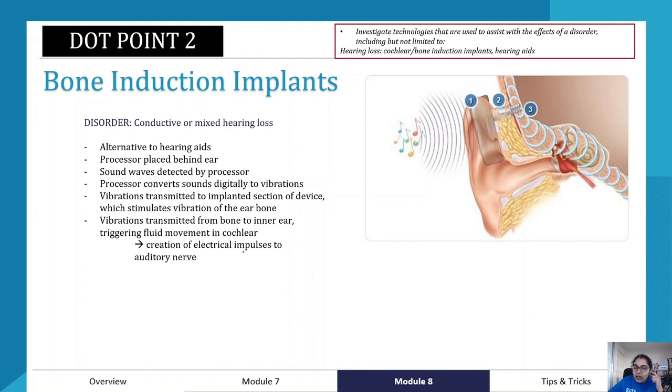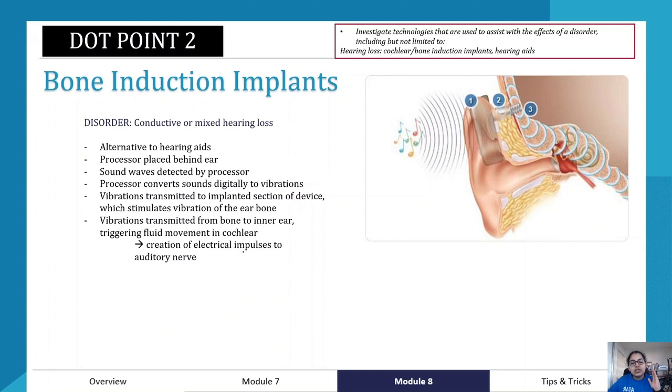So in bone induction implants, they actually insert an implant inside your ear, just this part here, in front of the ear. So what happens is the processor receives the sound, it converts it into vibrations, and those vibrations are immediately sent to the implant. And what the implant will do is stimulate vibration of the ear bone.